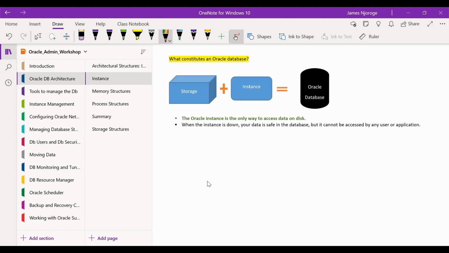Just to recap, what constitutes an Oracle database? An Oracle database is your storage plus your instance. The Oracle instance is the only way to access data on disk. So it's through the instance that you access data on disk. When the instance is down, your data is safe in the database but cannot be accessed by any user or application.